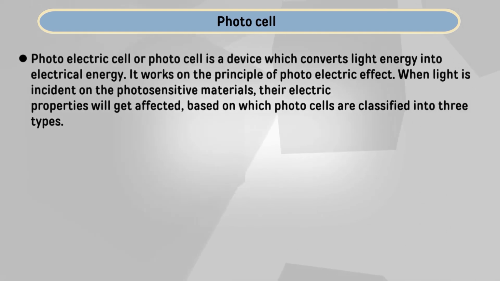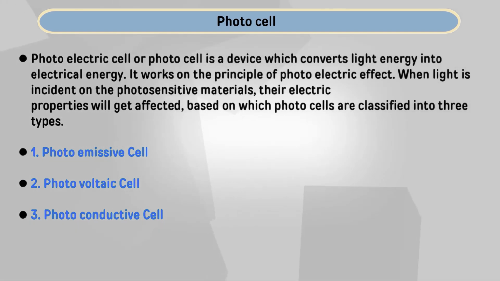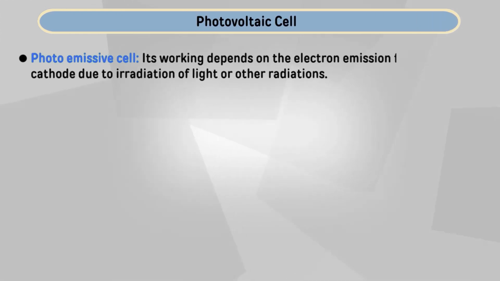classified into three types. So, we have three types of photo cells. One is the photoemissive cell, the second one is the photovoltaic cell, and the third one is the photoconductive cell. So, these are three different types of photo cells. Out of these three, we have the photovoltaic cell in the second part. So, first let us discuss the photoemissive cell.